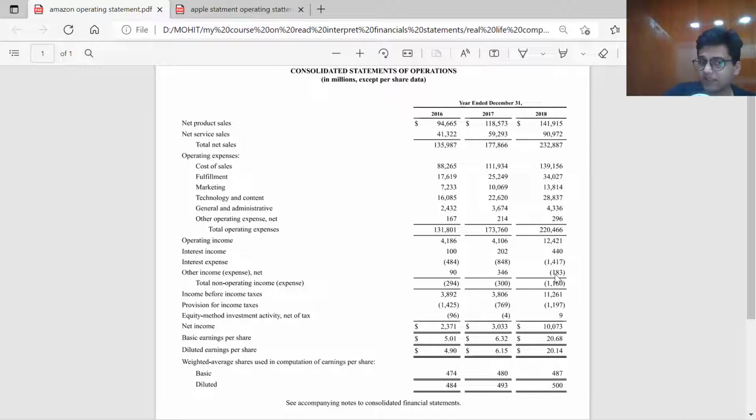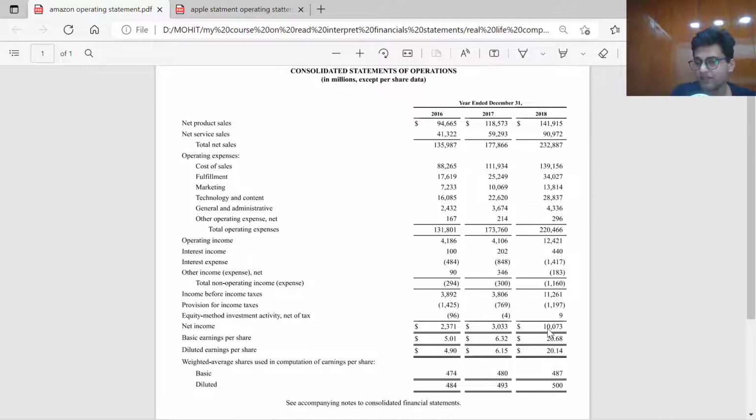Then we have other expenses, and we got our total non-operating income, or non-operating expenses in this case, since it is a negative, around $11 billion. That gives our taxable income to be around $11 billion. From that, we have to deduct income taxes, or the taxes to the government. That comes out to be around $1.1 billion. And our net income, which is for equity shareholders, is around $10 billion.